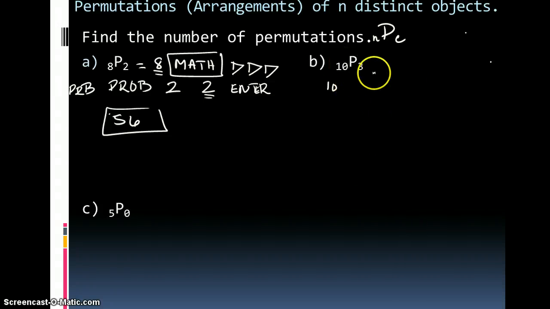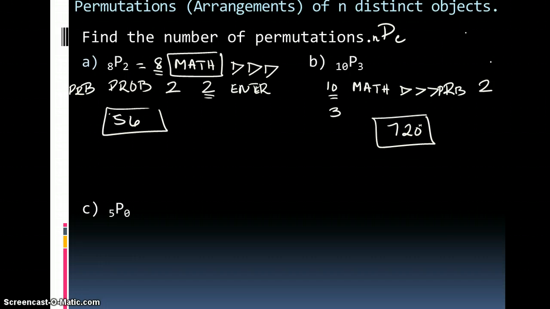But 10, I'm going to have you hit the math key again. Then you're going to hit your arrows to get to that PRB button for probability. And then you're just going to scroll down or just hit the number 2 in order to find the permutations for selecting 3, arranging 3 objects out of 10. So with that, if you did it right, you're going to get 720. Play around with it a couple times first and then make sure that you're okay. And then for this one, once you try it on your calculator, you should get 1 for your answer.